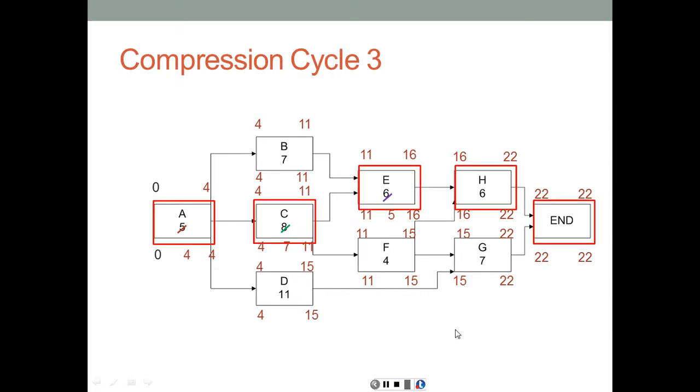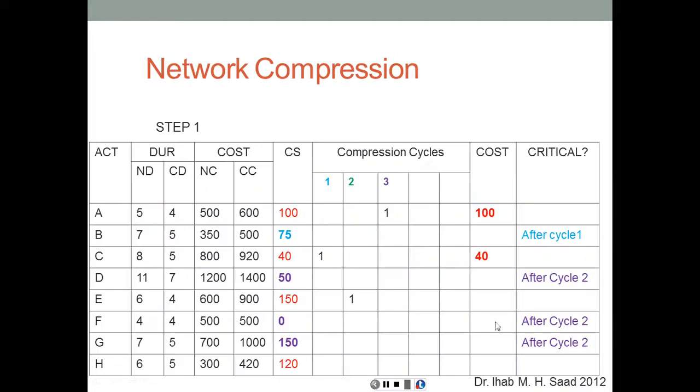So that's the original critical path. That's the one created after the first cycle. These are the ones created after the second cycle. So now we compressed A. We have compressed the project so far by 3 days in 3 consecutive cycles. So here's cycle 1, cycle 2, cycle 3, the cost for each one of them, and so on.